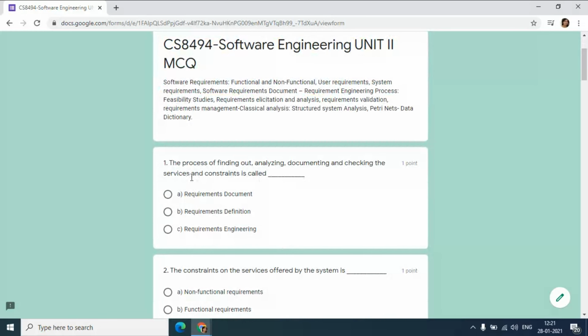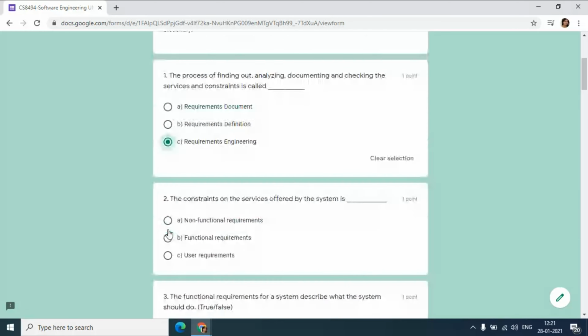The first question is: the process of finding out, analyzing, documenting, and checking the services and constraints is called dash. This is a definition of requirements engineering. So the correct answer is option C, requirements engineering.